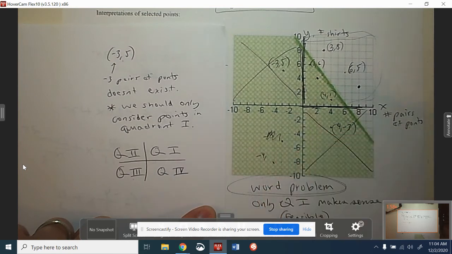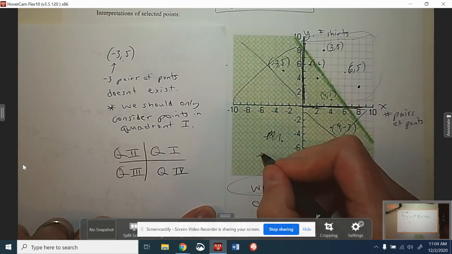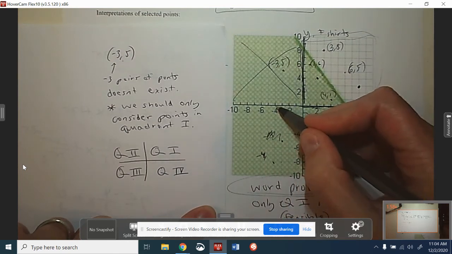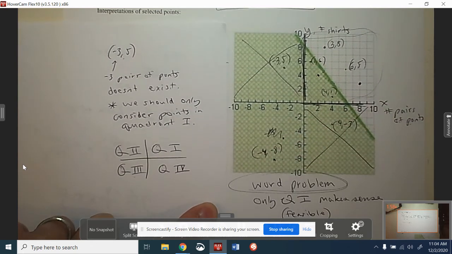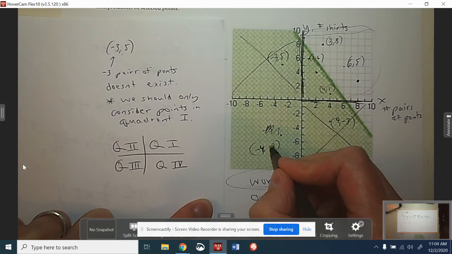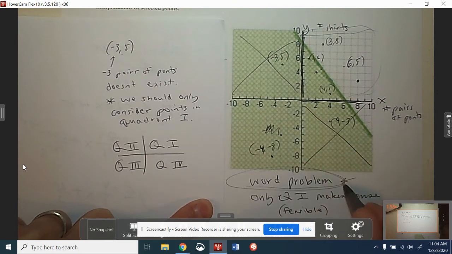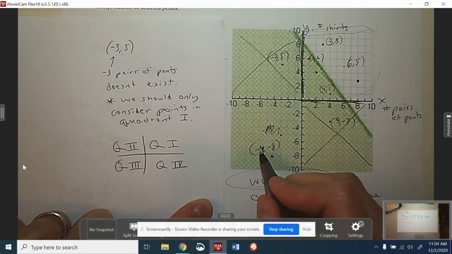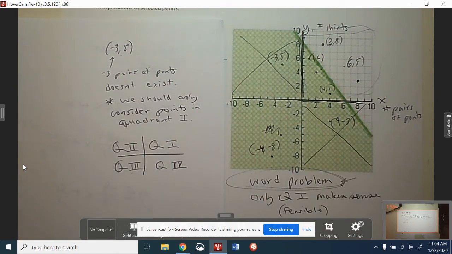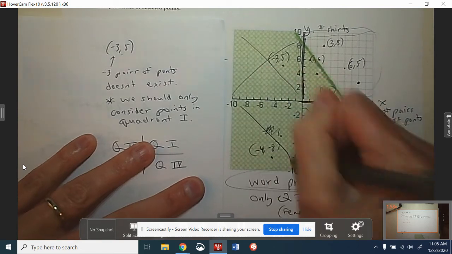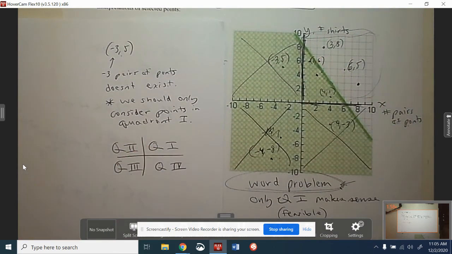I keep picking numbers with -3, and it doesn't have to be a -3. So let's go to (-4, -8). This definitely makes no sense. I know that this is in the shaded region, but in context of the real life word problem, this makes no sense. This would be -4 pairs of pants and -8 shirts. That doesn't make sense at all. So in this problem, we should only be focused on quadrant 1.